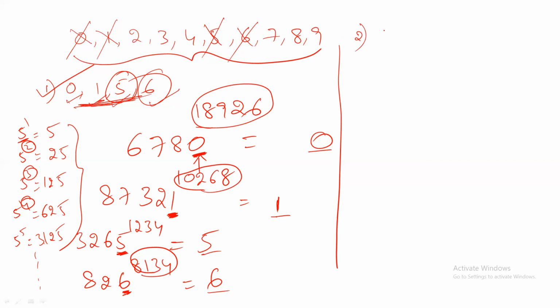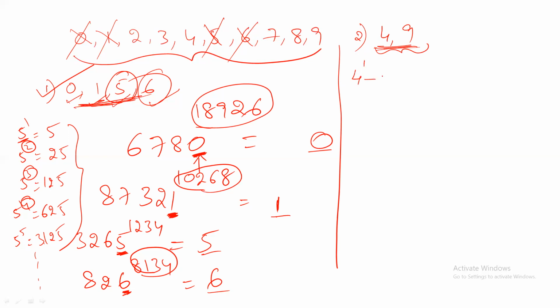Now in the second part, let me take the values 4 and 9. See, if any number ends with 0, 1, 5, 6, hardly how much time will it take to identify the unit digit? Hardly 1 second. We just need to concentrate on the last digit. If the last digit is either 0, 1, 5 or 6, the unit digit will be the same number. Now similarly, if you see any number ends with 4 or 9, what will be the unit digit? Let me give you one simple pattern.